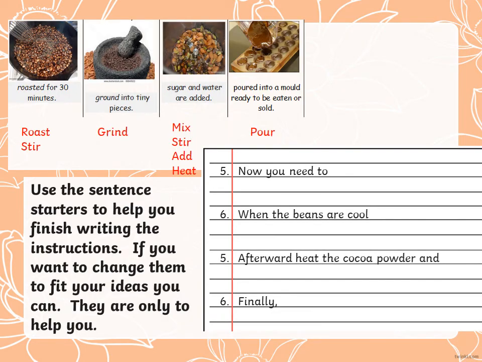Here's the final 4 steps. You've got the picture and you've got the verbs underneath that are going to help you. Use the sentence starters to help you finish writing the instructions. If you want to change to fit your ideas, you can. They're only there to help you. Remember that you can go back and look at the word map with a variety of words on to help you improve your sentences. Don't forget to include those ly words to tell you how to do it.